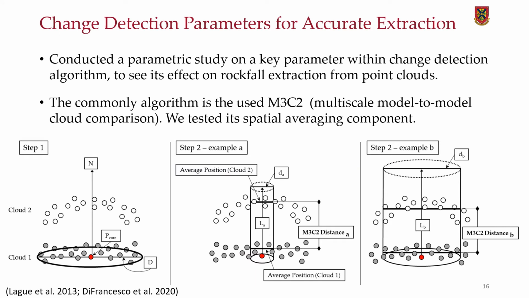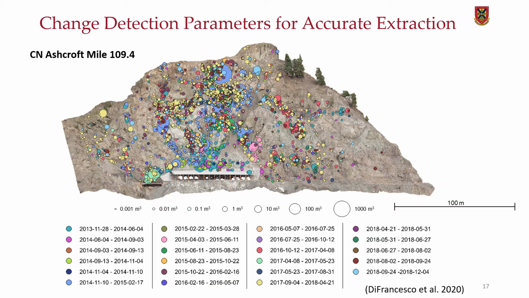As discussed earlier, change detection involves identifying changing areas on the slope and is therefore a critical process in our workflow. Here, we evaluated a commonly used algorithm, which is the multi-scale model-to-model cloud comparison, and we tested its spatial averaging component, which corresponds to the diameter of the searching cylinder shown below. We tested this on a great database that we created for CN Ashcroft Mile 109.4, which has seen a lot of rockfall activity over the years. Here we can see the centroids of each rockfall event colorized by when they occurred and sized by how large they were.